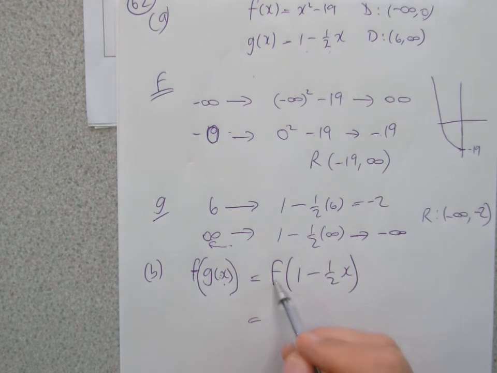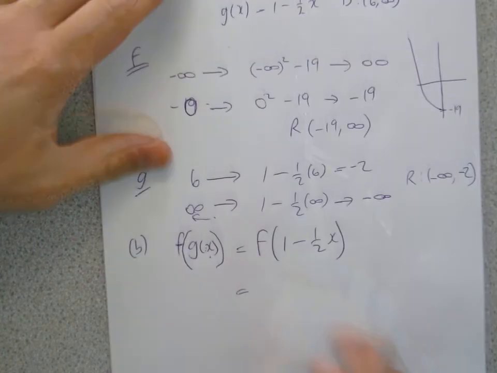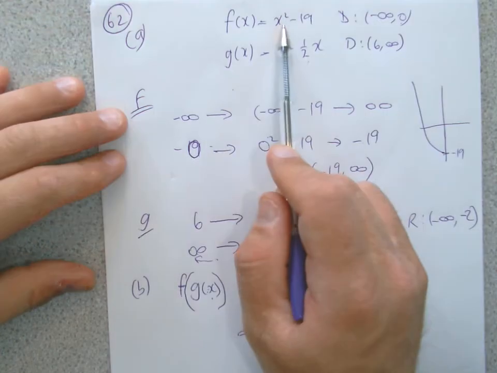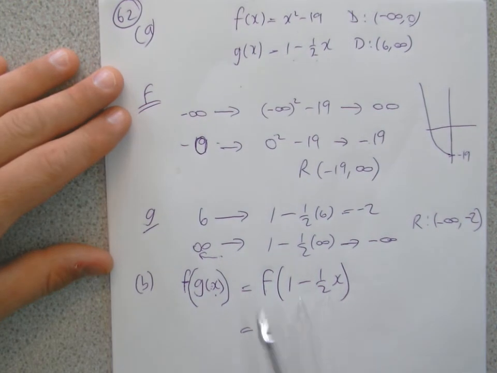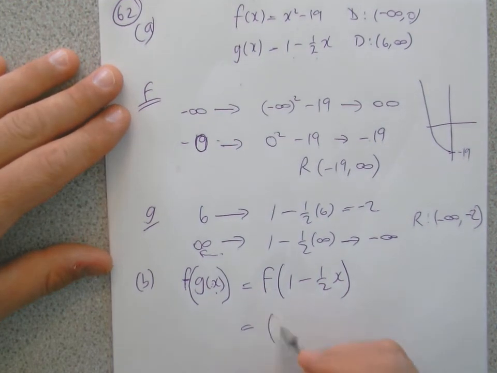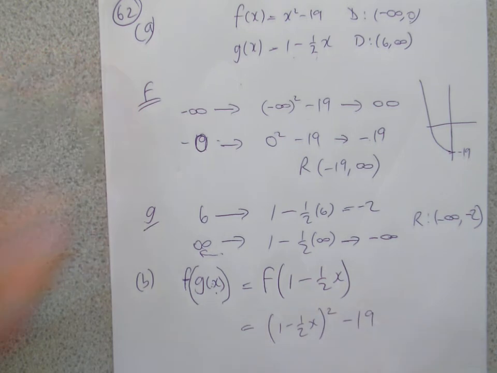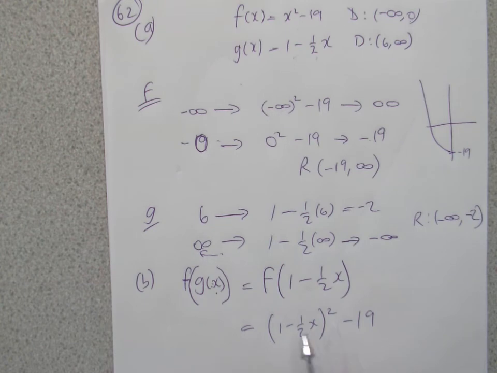So into f then, your x values in f become 1 minus half x. So you put that in there, all squared minus 19, okay? So that's what we get, and I'm going to leave it like that for the minute. There's nothing wrong with the way that's written there. We might need to do some more work on it later, but that's fine as it is. So we've got that there.